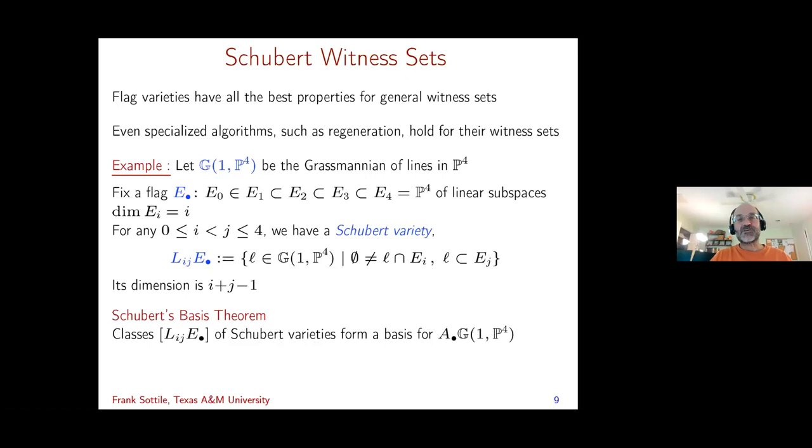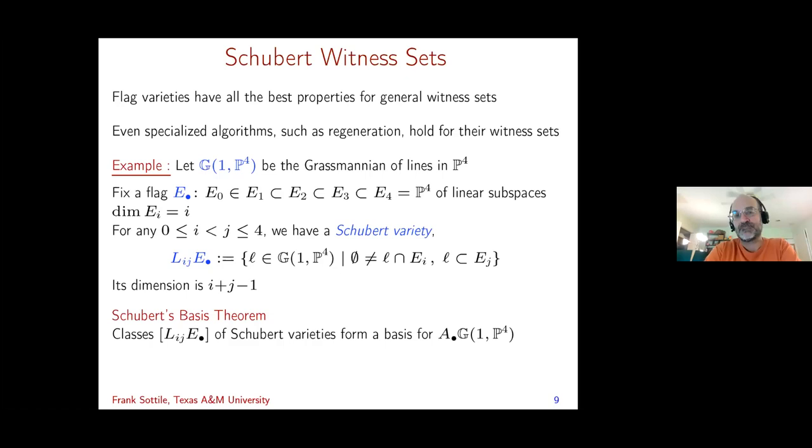And it turns out that it's even better: even some specialized algorithms, such as regeneration, which I will not get into, that's solving equation by equation, hold for witness sets for flag varieties or products of flag varieties. And this is what was observed for products of projective spaces in the series of papers that I mentioned before. So rather than go through this for a general flag variety, I'm just going to talk about one example to illustrate what happens. This is the first example of a flag variety that is not a projective space or product thereof. I'm going to consider the Grassmannian of lines in P4.